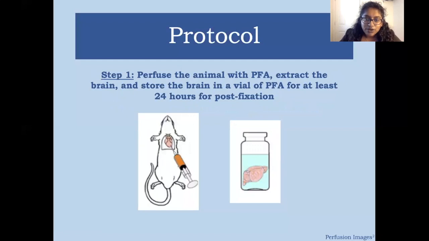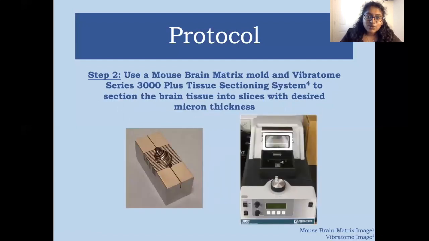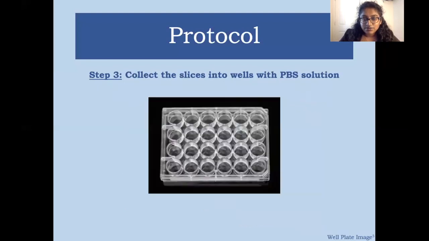So step one of our protocol is to perfuse the animal with PFA. So PFA is paraformaldehyde, and to perfuse it basically means to introduce PFA into the animal's circulatory system. Once we've done that, we want to extract the brain and then store it in a vial of PFA for at least another 24 hours for the post-fixation process. Next, we want to use a mouse brain matrix, shown on the left, and a Vibratome Series 3000 plus tissue sectioning system to section the brain tissue into slices with our desired micron thickness.